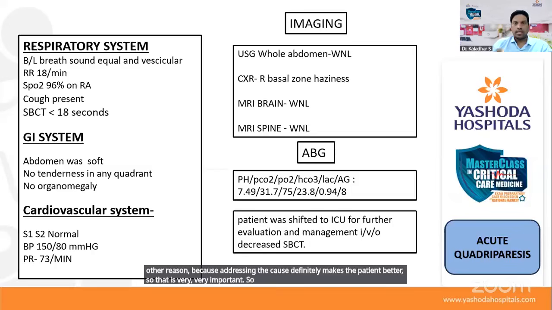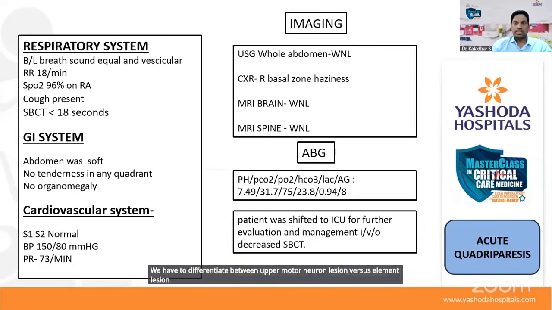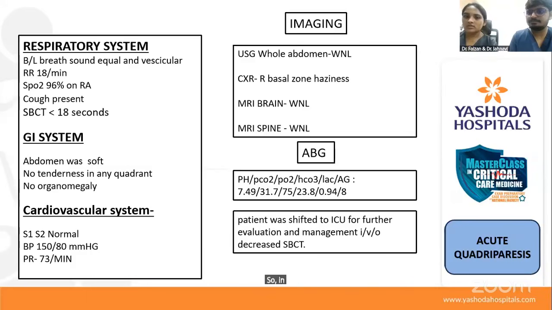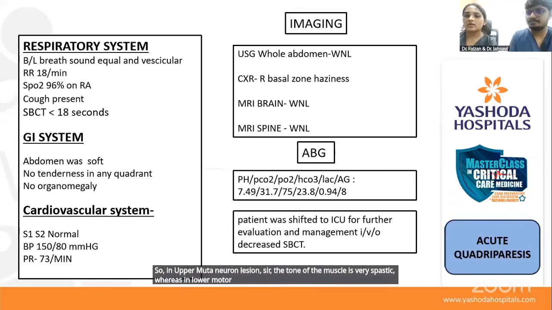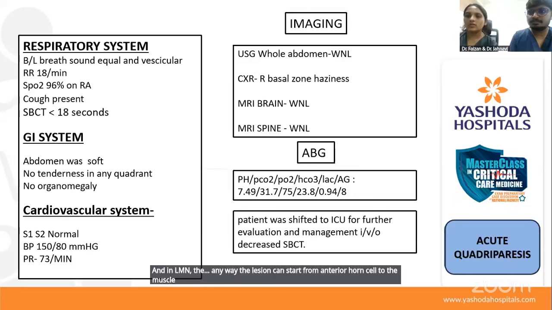As you are telling in your presentation, we have to differentiate between an upper motor neuron lesion versus an LMN lesion. So how do you differentiate in these patients with weakness? In upper motor neuron lesions, sir, the tone of the muscle is very spastic, whereas in lower motor neuron lesions it is more flaccid. In lower motor lesions, usually the reflexes are normal to low, whereas in UMN lesions we can see hyperreflexia. In LMN, the lesion can be from the anterior horn cell to the muscle, whereas in the UMN, it is from the brain down to the spinal cord.